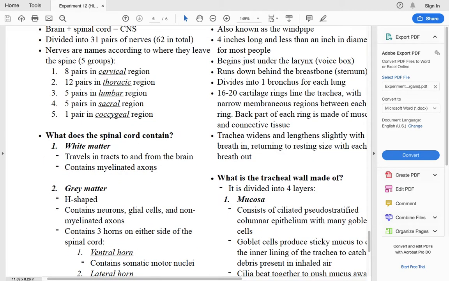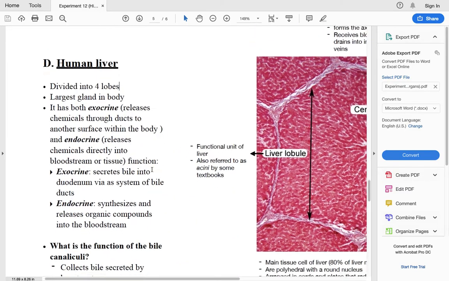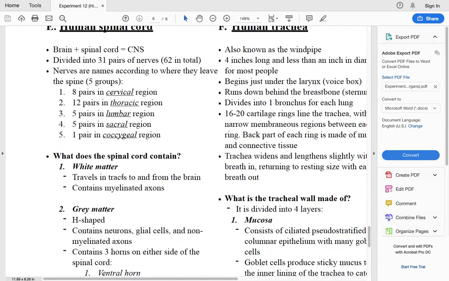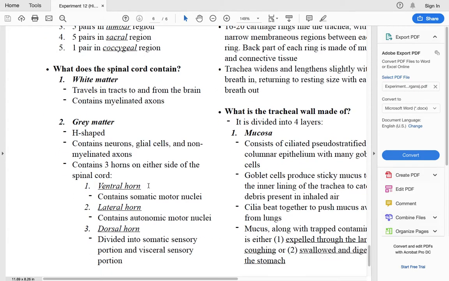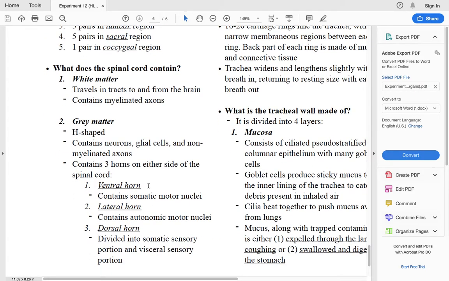Now, what does the spinal cord contain? It contains white matter, which travels in tracts or in rows to and from the brain, and it contains myelinated axons. Gray matter is butterfly-shaped, and it contains neuroglia, neurons, glial cells, and non-myelinated axons.